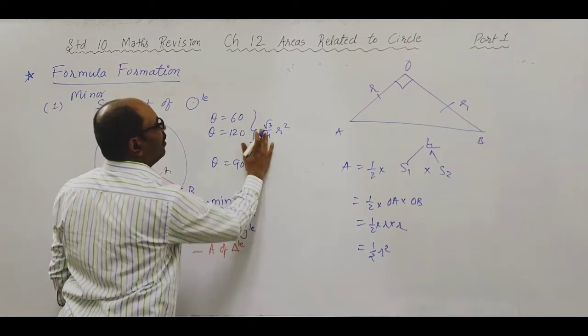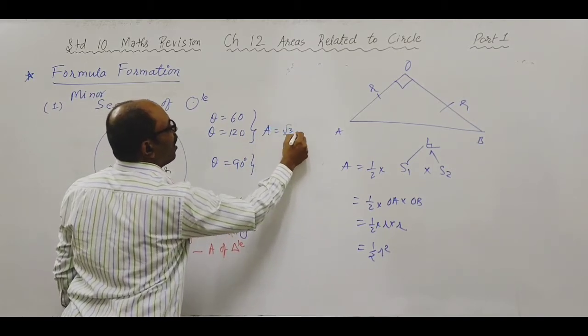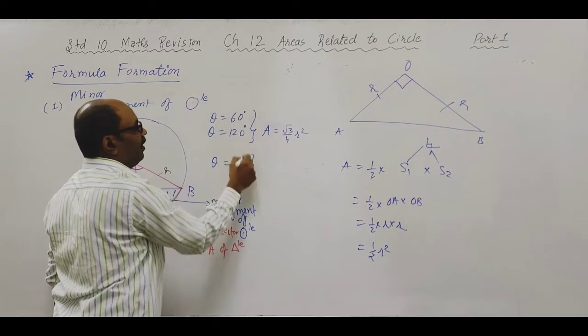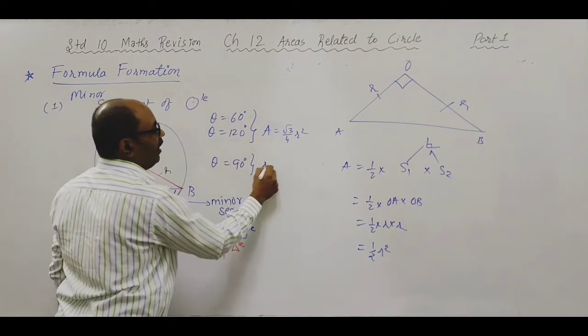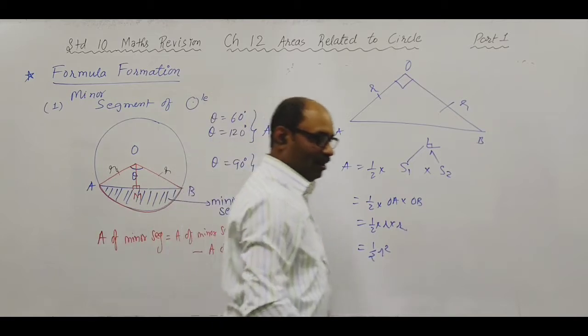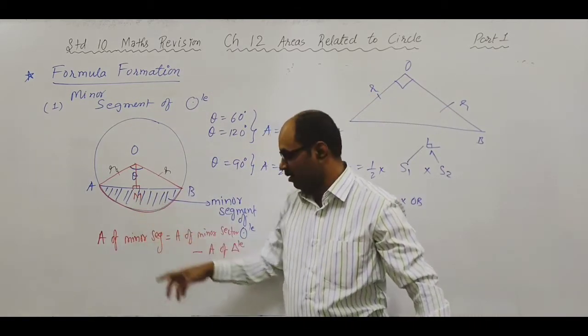And here, I have to write: area is root 3 by 4 R square when theta is either 60 degree or 120 degree. When it is 90 degree, area is half R square. So remember, in which situation? When you have to find the area of segment.